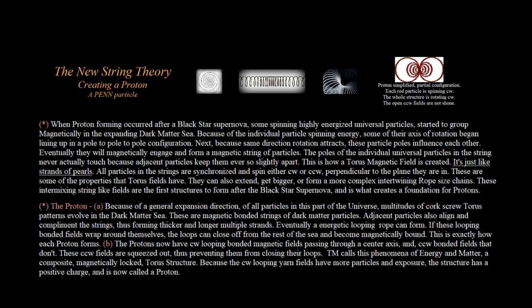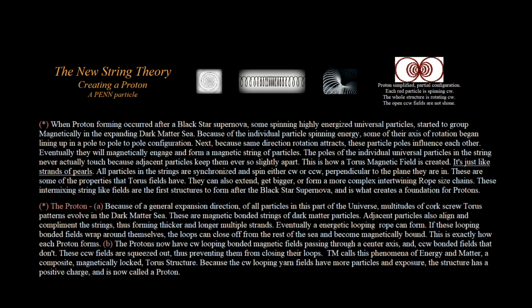These intermixing string-like fields are the first structures to form after the black star supernova, and are what creates a foundation for protons. Because of a general expansion direction of all particles in this part of the universe, multitudes of corkscrew torus patterns evolve in the dark matter C. These are magnetic bonded strings of dark matter particles. Adjacent particles also align and complement the strings, thus forming thicker and longer multiple strands. Eventually an energetic looping rope can form.